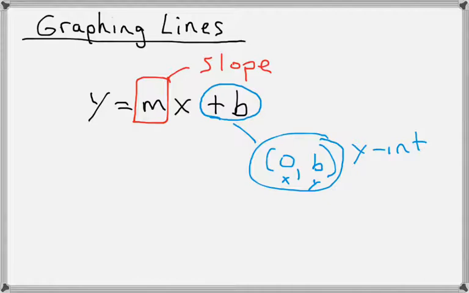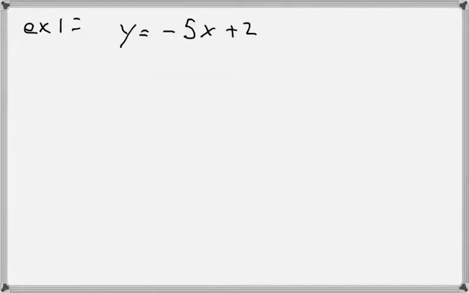Let's look at an example. So here we have y equals negative 5x plus 2. It is already in slope-intercept form. y is by itself on the left side. So we need to identify the two key pieces of information that we need. This number here with the x is our slope. So my m is equal to negative 5.